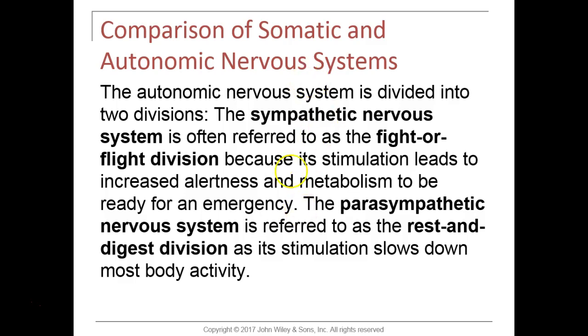The parasympathetic nervous system is referred to as the rest and digest division or the craniosacral division. And the parasympathetic nervous system is the nervous system that basically allows you to digest your food, gain energy, basically restore energy in the body.